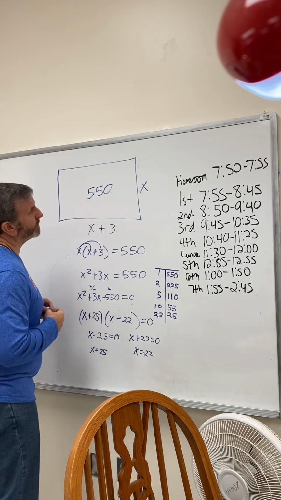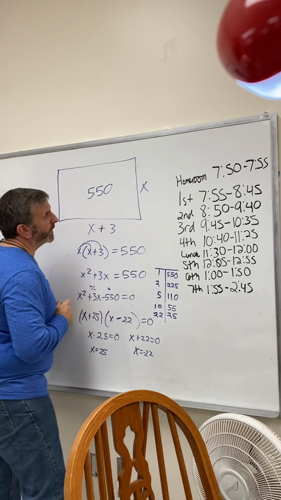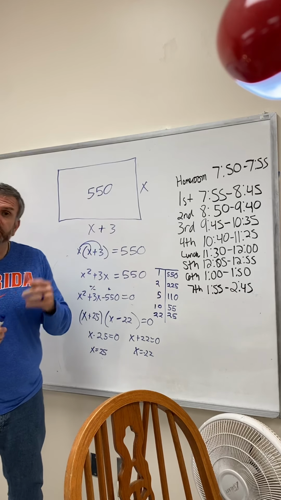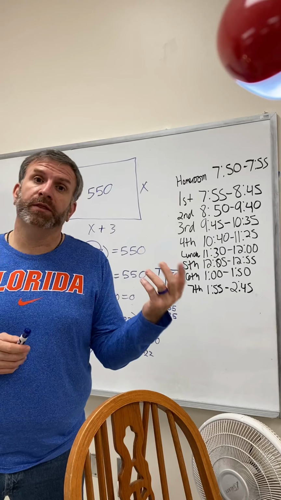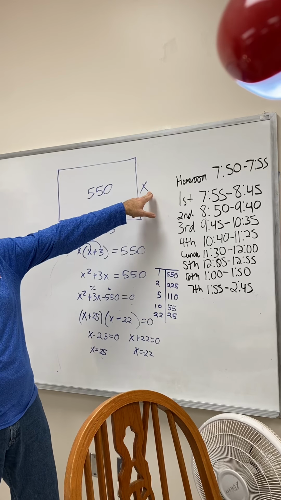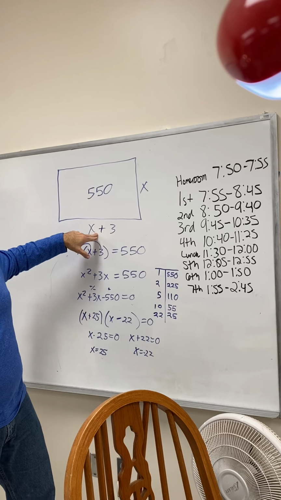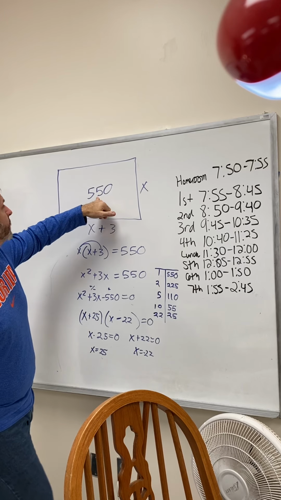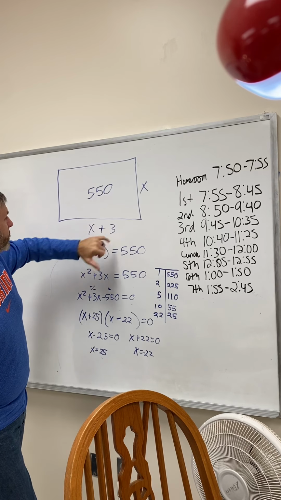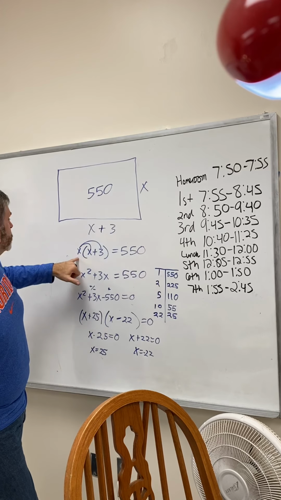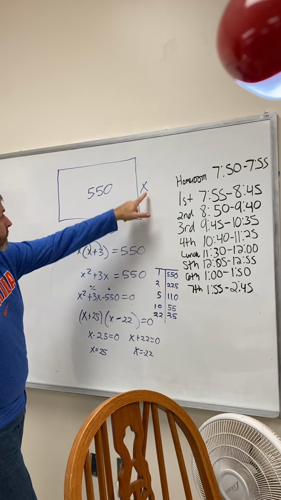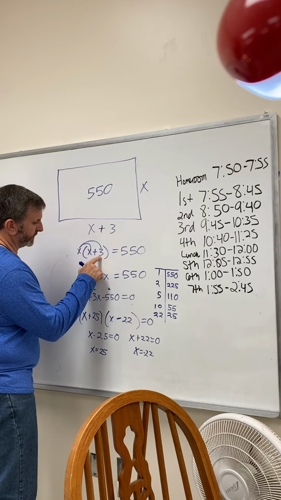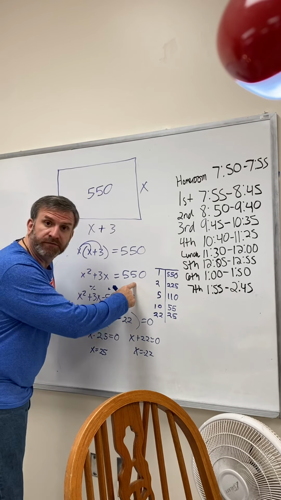All right, so I have a width, that's x. I have a length that is x plus 3. The problem says that the parking lot is 3 feet longer than it is wide. So I don't know what the width is. The only thing I know about the length is that it's 3 feet more. If I multiply these two, I get 550. So now, x plus 3 times x is going to equal 550. Length times width. Now if I distribute the x, I get x squared plus 3x equals 550.